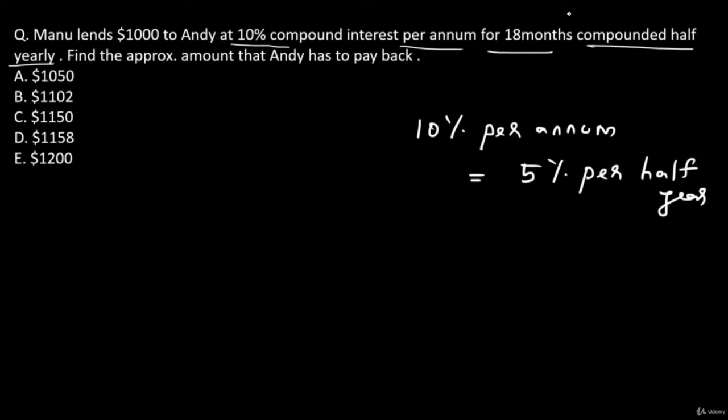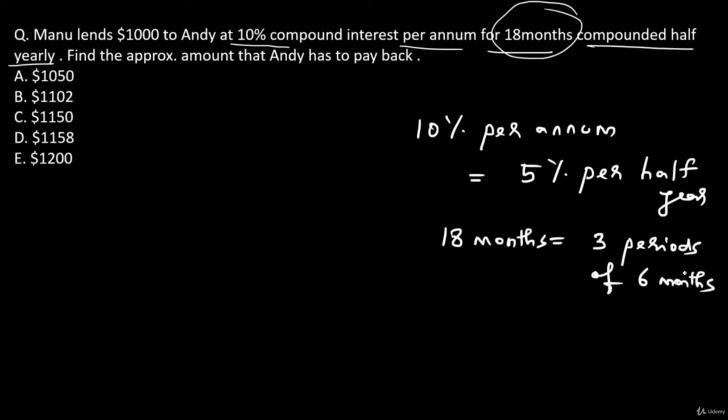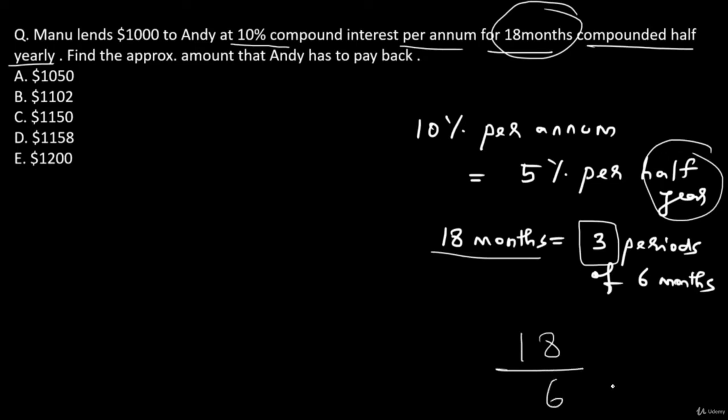Alright, and then you have 18 months. So 18 months is equal to 3 periods of 6 months, right? So again, how do you do this? How do you find this 3? We have 18 over here. We want to know how many periods of 6 months, because half year is nothing but 6 months, right? So 18 by 6 will give you 3. So 18 months is equal to 3 periods of 6 months.